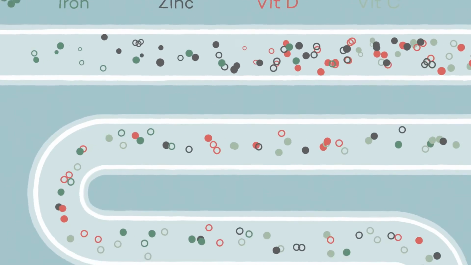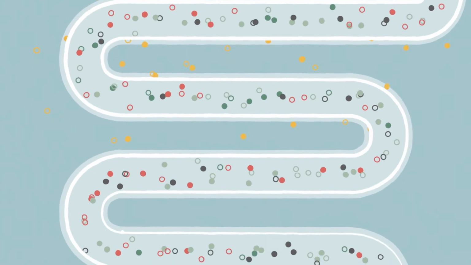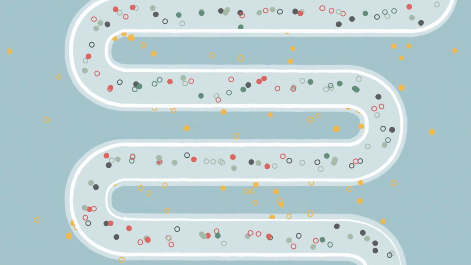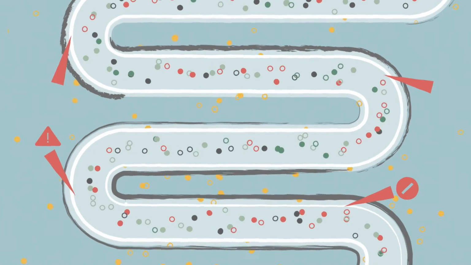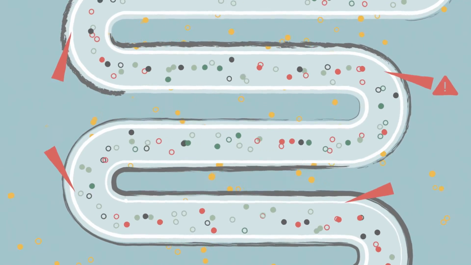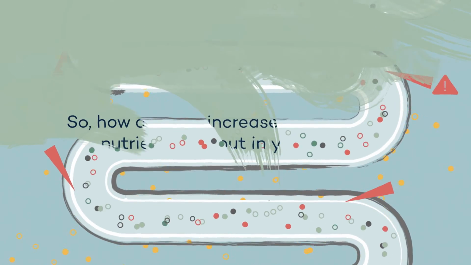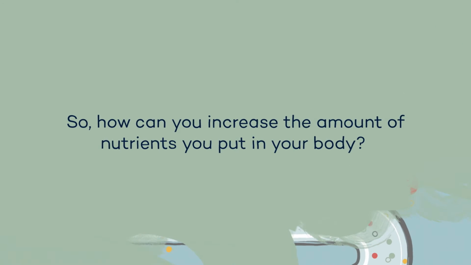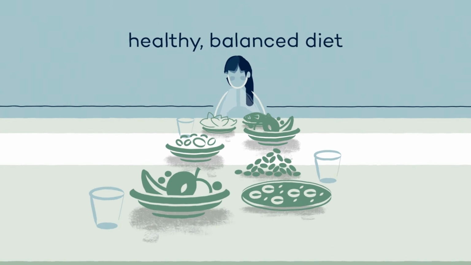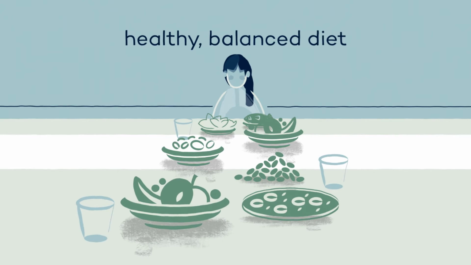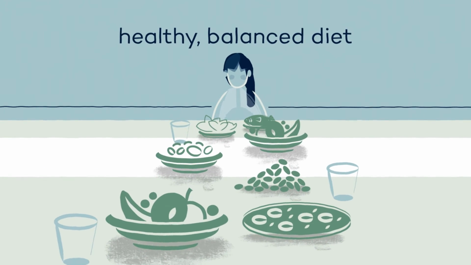As we age, absorption in the gut becomes less efficient. On top of this, absorption of nutrients can also be reduced by medicines, which can reduce stomach acid or interfere with the digestion or absorption processes. So, how can you increase the amount of nutrients you put into your body? A healthy, balanced diet that contains the right amount of nutrients is the first step. You can't absorb what isn't there.